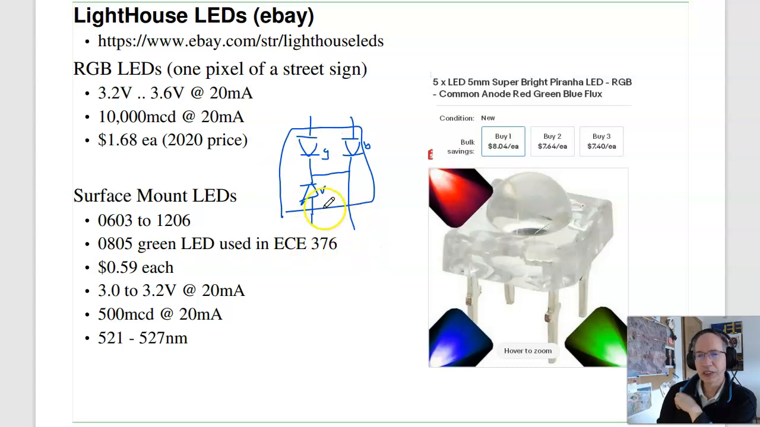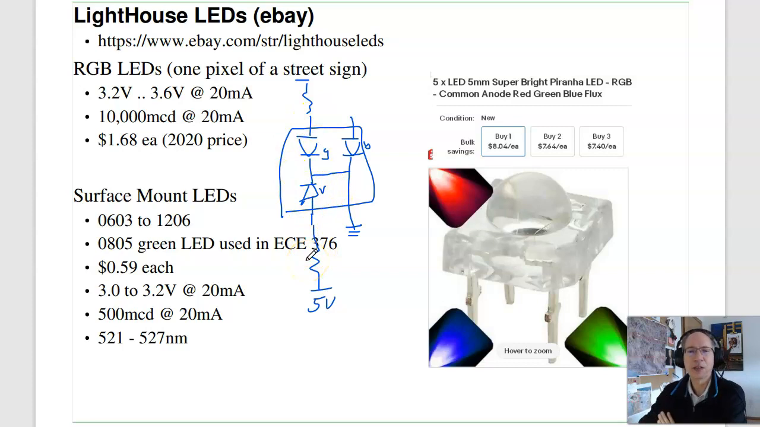To wire these up, if I get current through the LEDs, I get light. So if I connect this guy to 5 volts through a resistor, this one to 5 volts through a resistor, this to ground, I can turn on the LEDs, and depending upon the resistor, I can vary the brightness. So you can get these RGB LEDs for about $1.68. That's the 2020 price.